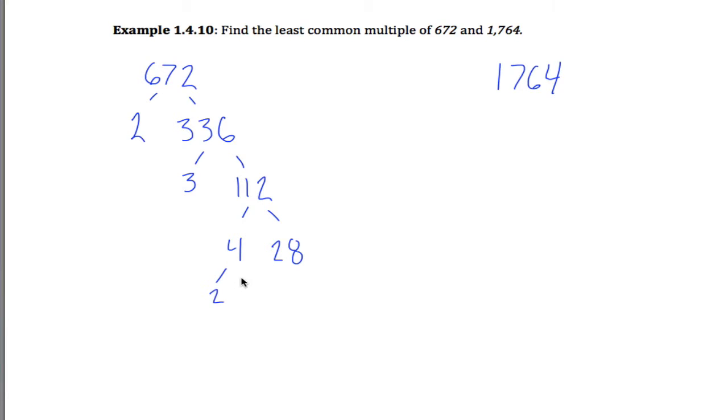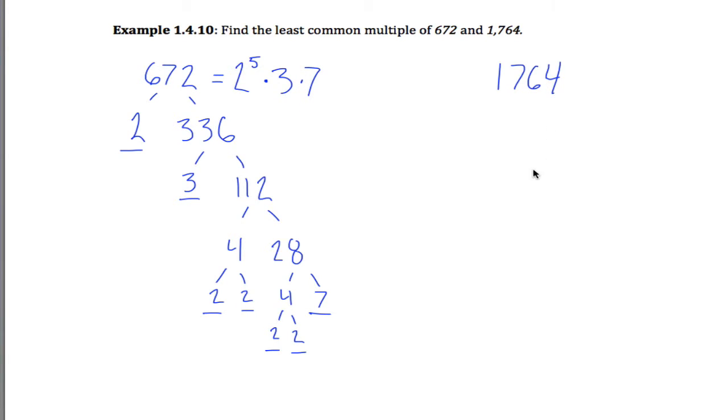4 is 2 times 2. 28 is 4 times 7. And again, 4 is 2 times 2. So what we have is 672 is 2 times 2 times 2 times 2 times 2, 5 of those 2's, 2 to the 5th power, times 3 times 7.